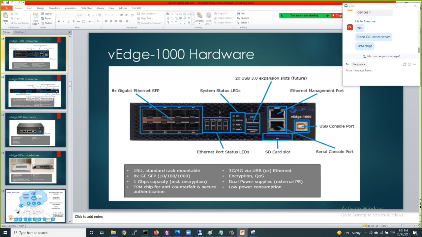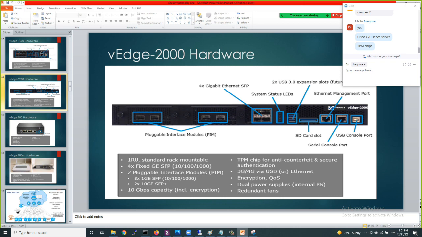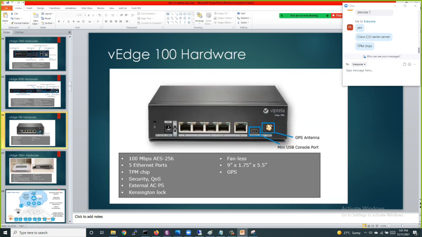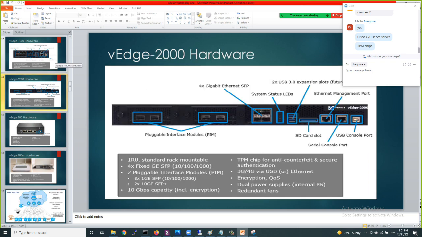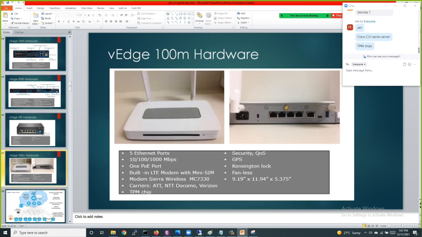So this is how a vEdge 2000 device looks like. It is a bit bigger than the vEdge 1000. And this is how a vEdge 100 looks like, right? The difference is only in the capacity and no other difference in the working. And this is how a 100M device looks like. Every device will have one thing that we call a TPM chip, right?